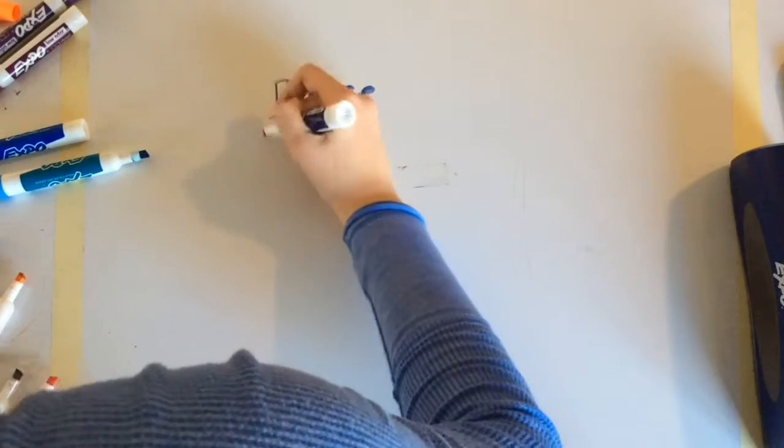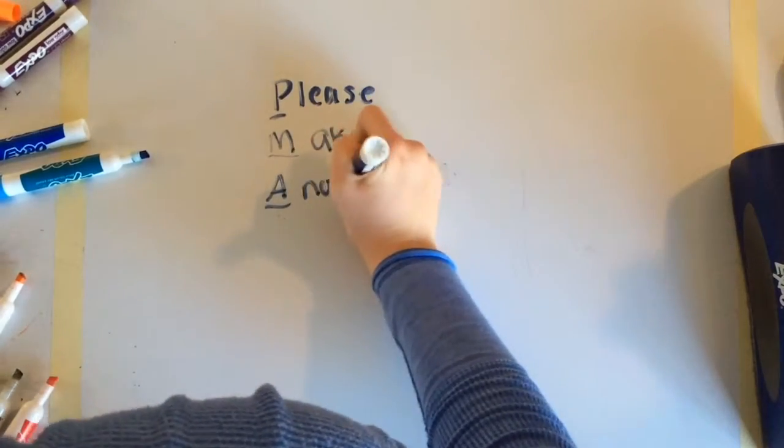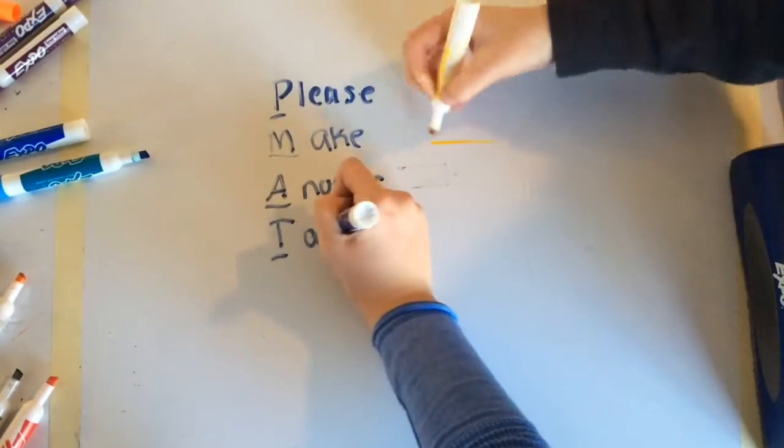A trick to remember the order of mitosis is please make another taco. Prophase, metaphase, anaphase, and telophase.